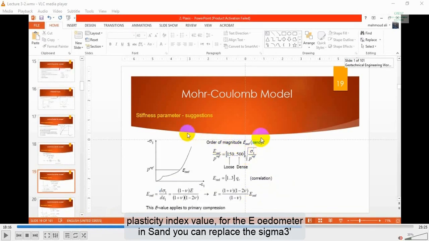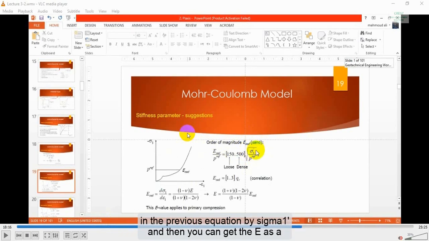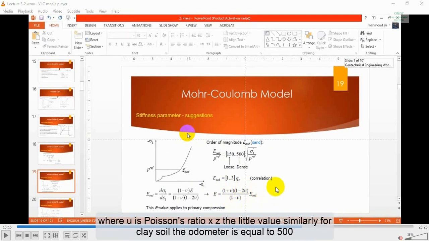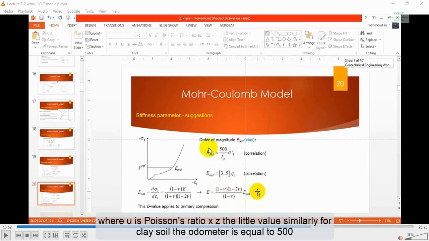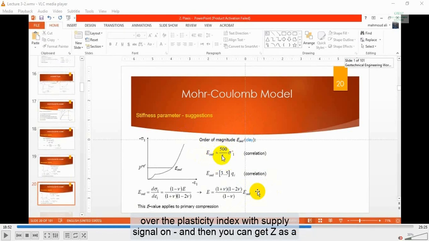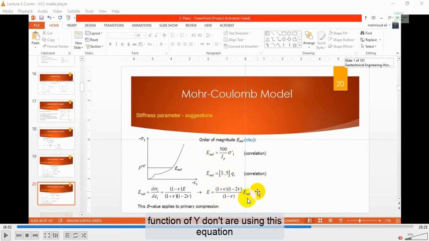For the E odometer in sand, you can replace the sigma 3' in the previous equation by sigma 1', and then you can get E as a function of E odometer using this equation. So E is equal to (1 plus mu) multiplied by (1 minus 2 mu) over (1 minus mu), where mu is the Poisson's ratio, multiplied by the E odometer value. Similarly, for clay soil, the E odometer is equal to 500 over the plasticity index multiplied by sigma 1', and then you can get E as a function of E odometer using this equation.